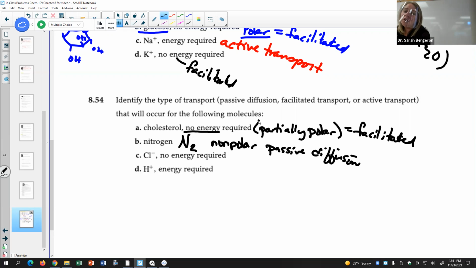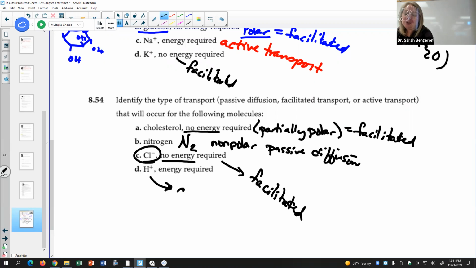Okay, Cl minus, no energy required. Because of that minus sign, it's not going to be passive, but no energy is required, so it is facilitated. H plus, energy required. This is going to be active. It's charged and we're using energy, so active transport. And that is the end of chapter 8.